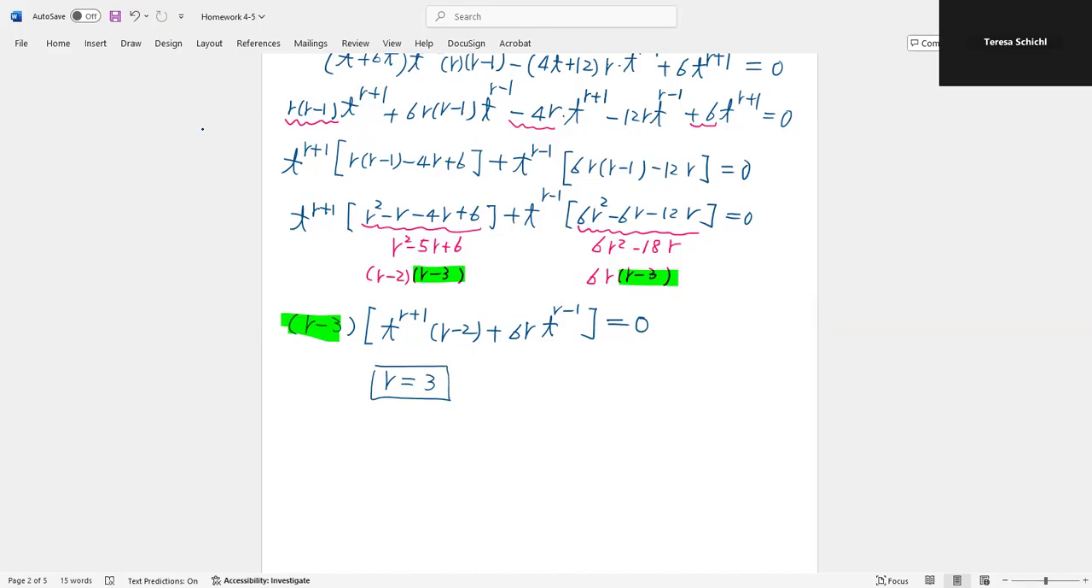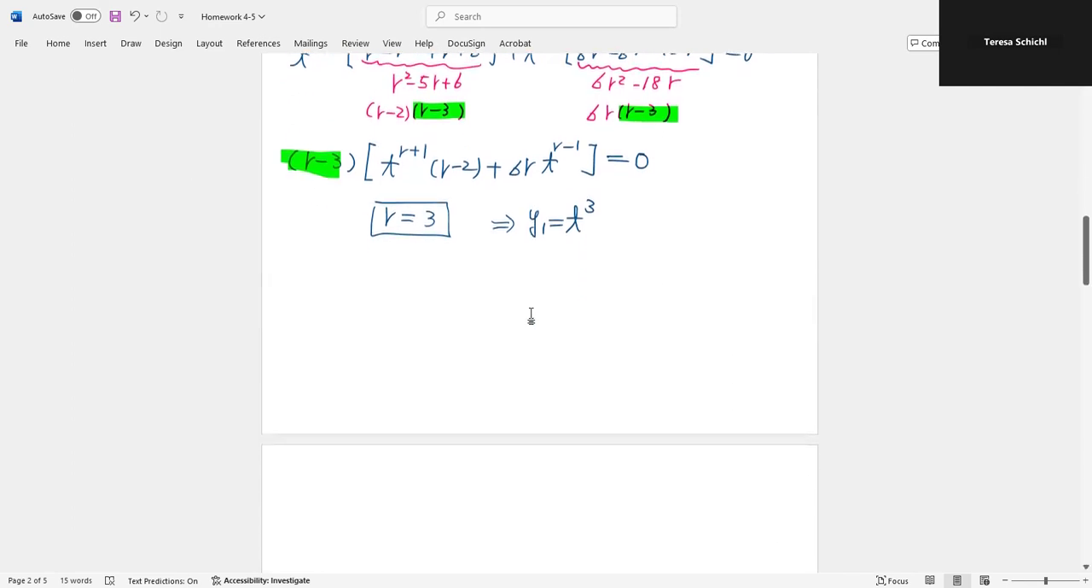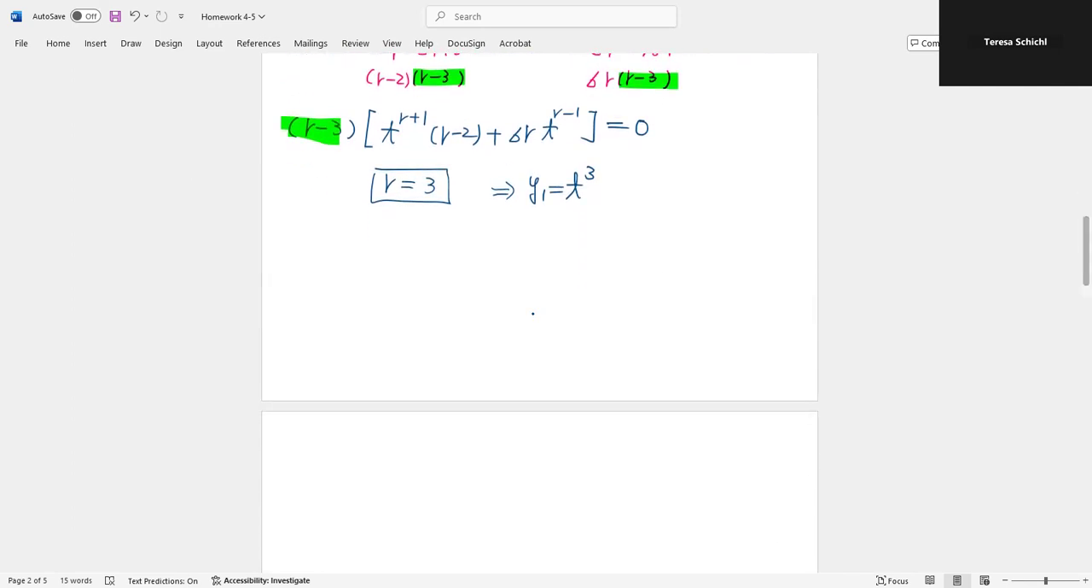That means I can use my y1. So that means my y1, I can use t to the third power here. Okay, so now let's take a look. All right, so now after this, I'm going to use Abel's formula to get the second solution here.